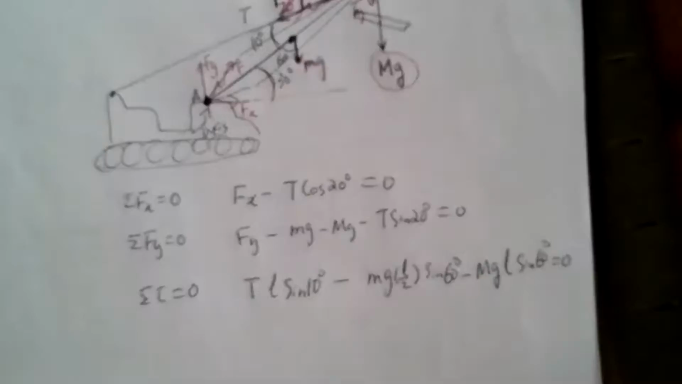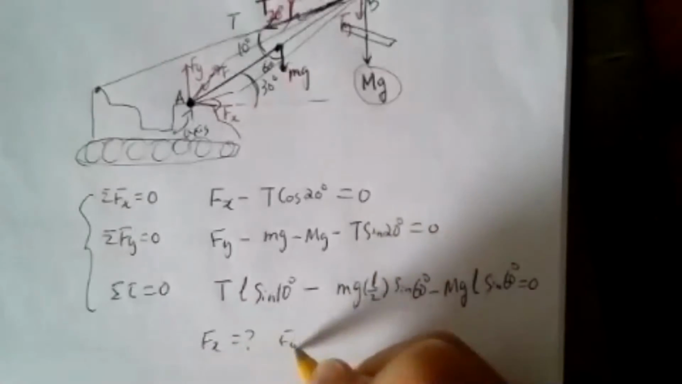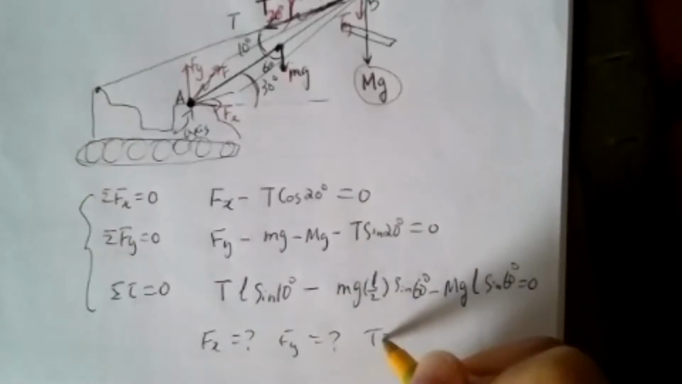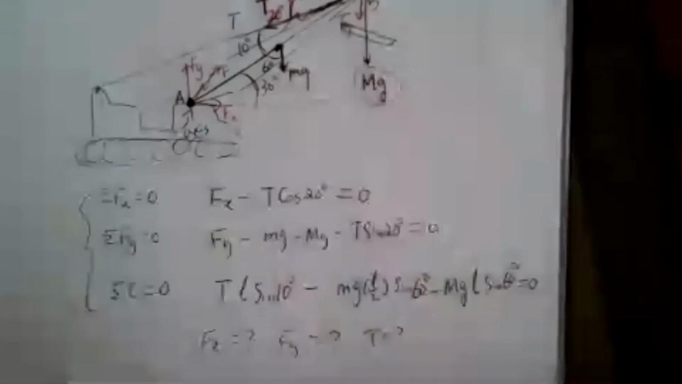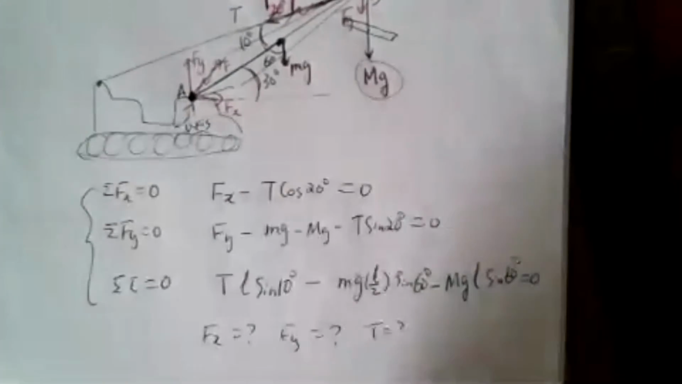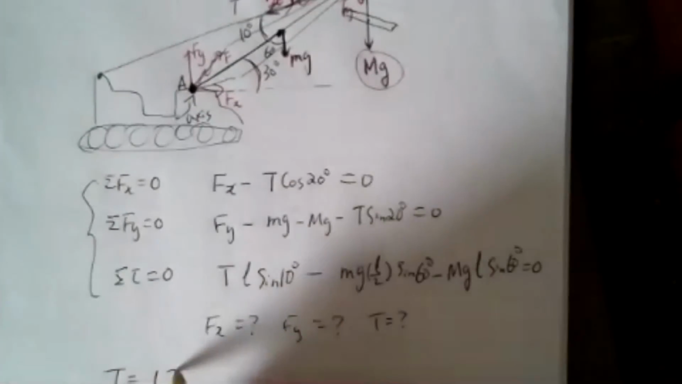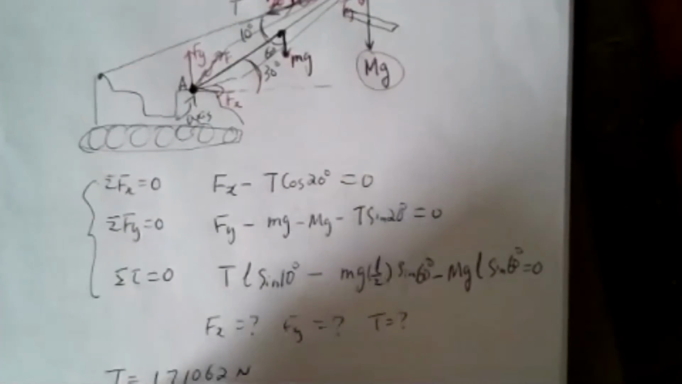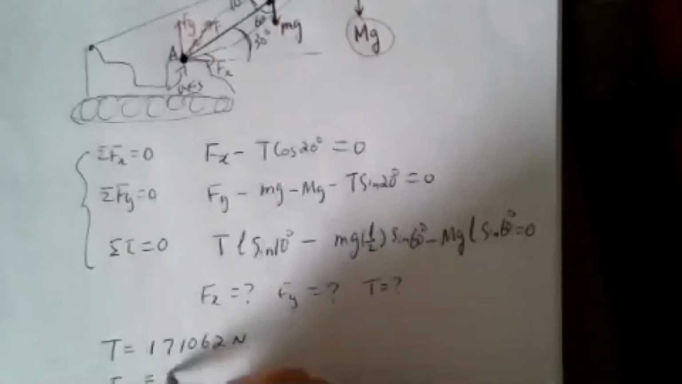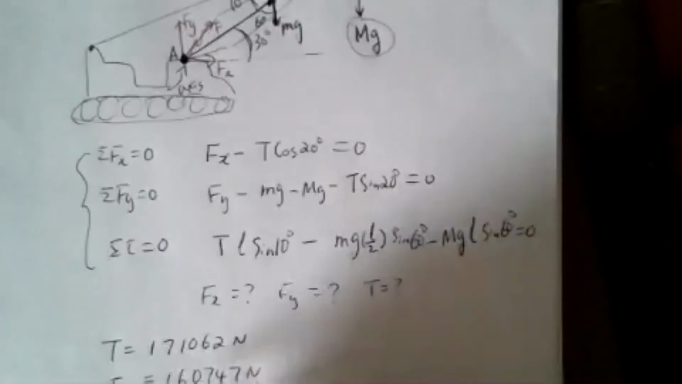All right. I think I have unstable internet, but basically set up those 3 equations. The 3 unknowns are Fx, Fy, and T. Then you plug in your numbers, and you should be able to solve for the 3 unknowns. So at the end, T is equal to 171062 newtons, Fx is equal to 160747 newtons, and Fy is equal to 97707 newtons. This is what you will get at the end.